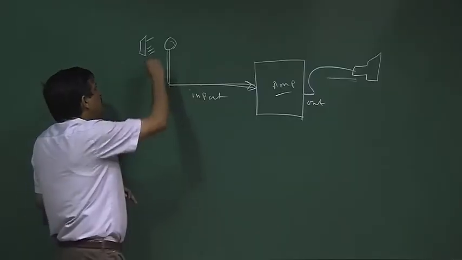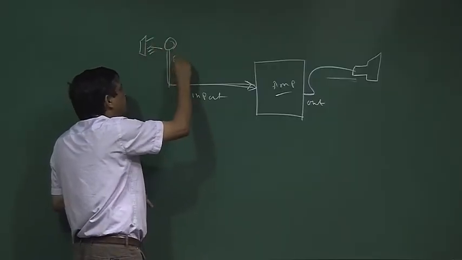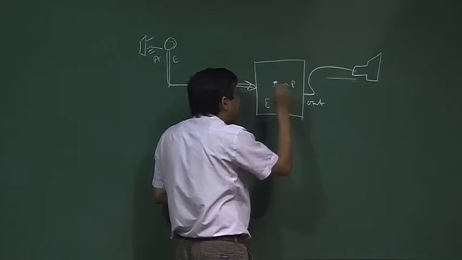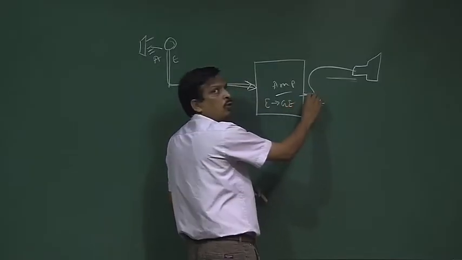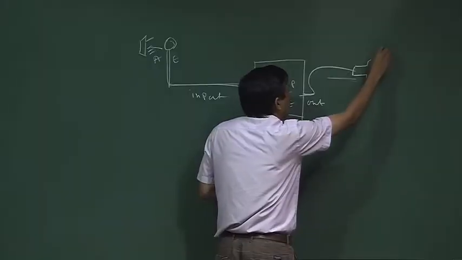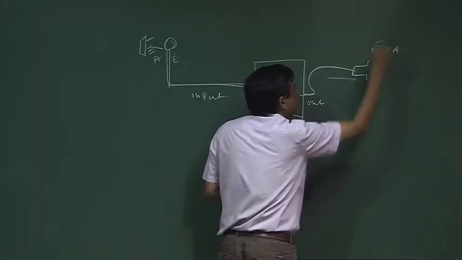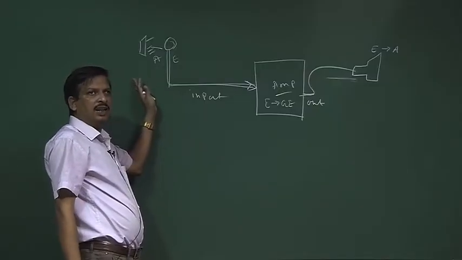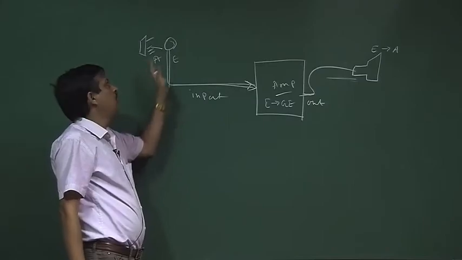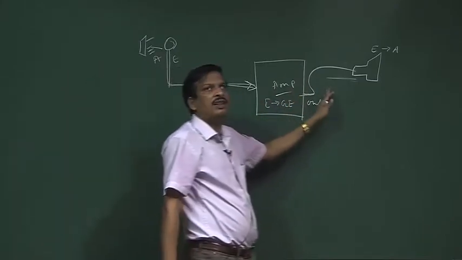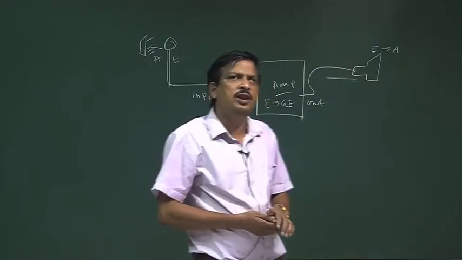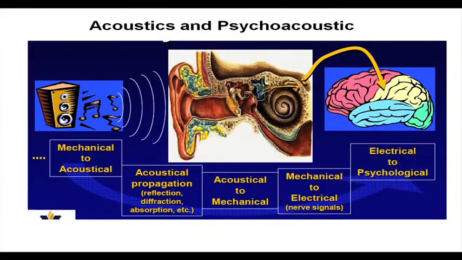So, I convert the acoustical signal to an electrical signal, then I modify that electrical signal by a gain G, and then the amplified signal is delivered to a loudspeaker where it is converted from an electrical signal to an acoustical signal. So, I require transduction in real life applications, from acoustical signal to electrical signal, and similarly electrical signal to acoustical signal. Similarly, if you see human beings, let us look at these slides, this is the acoustics to psychoacoustics transduction.